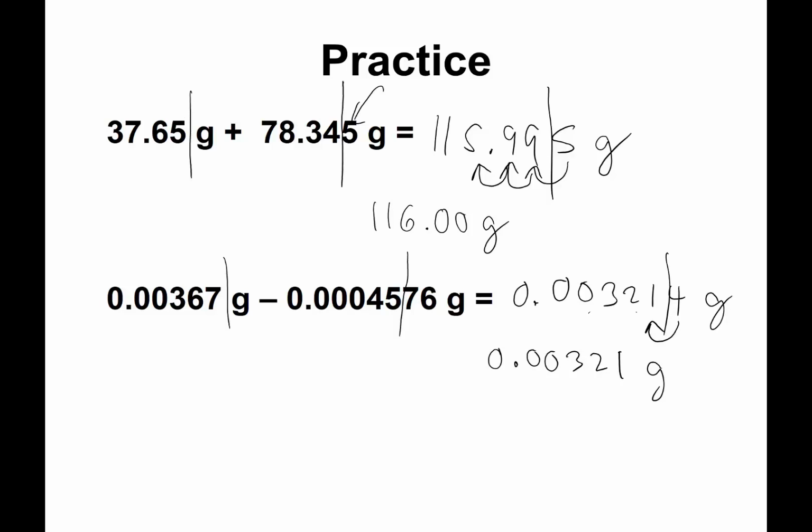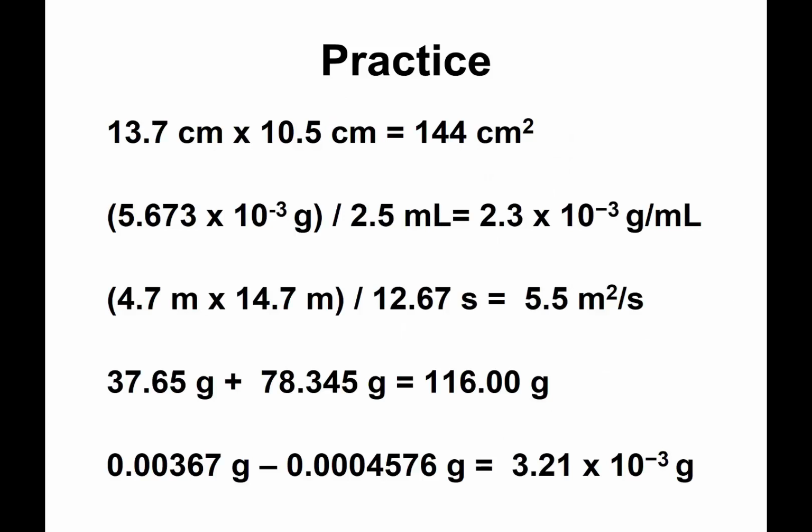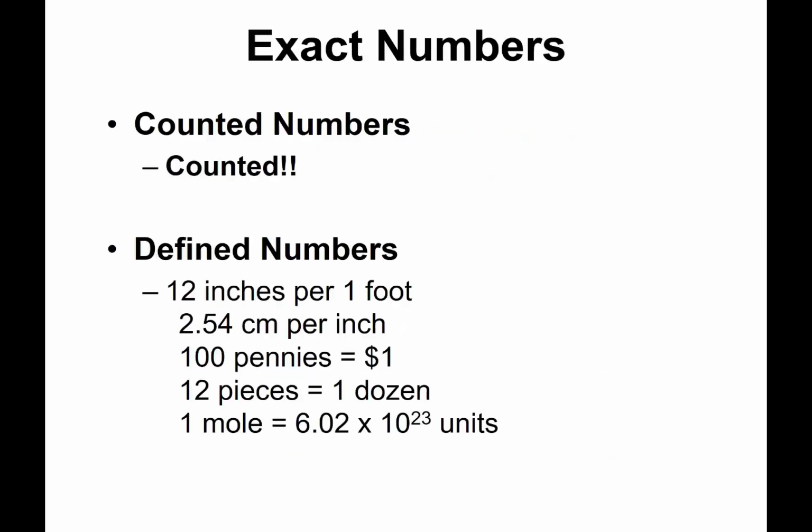In order to put this into scientific notation, we have to move the decimal by 3. So we get 3.21 times 10 to the negative 3 grams. Okay, so the homework has quite a bit of practice problems. I suggest that you do them until it clicks with you, or at least work a couple. Okay, this is just a summary of what we just did, so you can see it a little better.